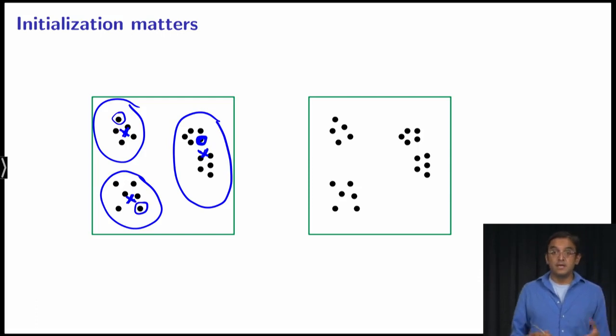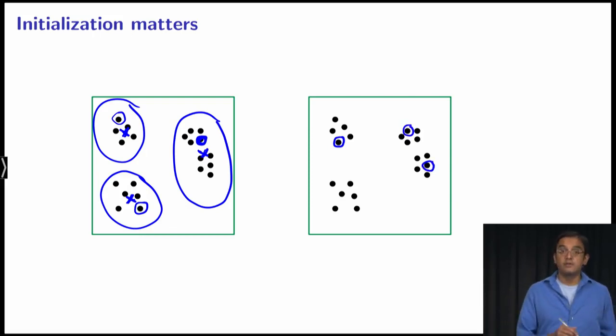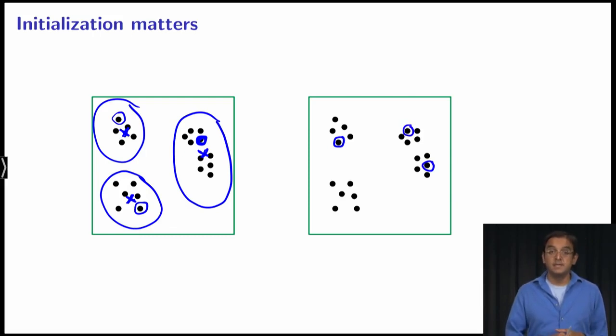So now let's pick another random initialization. Again, we pick points at random. Let's say we end up picking this as one of the initial centers, and this as one of the initial centers, and this as one of the initial centers. So those are our 3 initial centers. Okay, let's see what happens now.